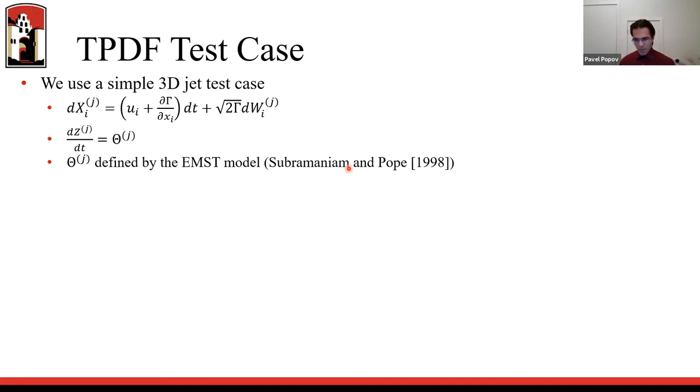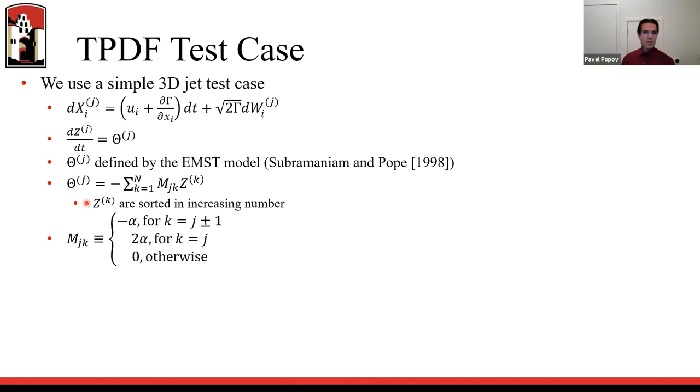And I use this particular model because it is local in composition space, whereas something like the more popular IEM model is not, and that model is itself unphysical. So the EMST model is one of the best subgrid mixing models that we have.